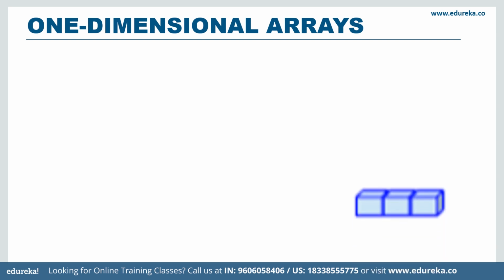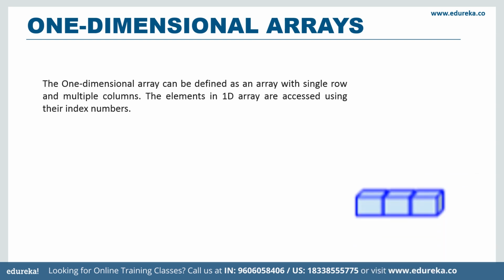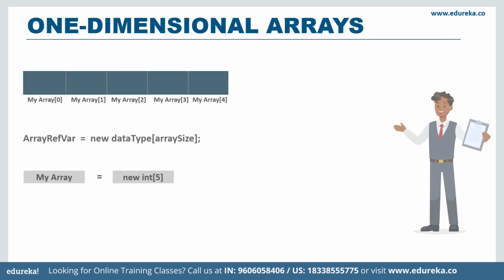Firstly, the one-dimensional array. A one-dimensional array can be defined as an array with a single row and multiple columns. The 1D array can be accessed using its index numbers. Here, I have declared an array with the name myArray, and the values it will be storing are integer type, and it will be storing 5 different values. Now let us see how it works.